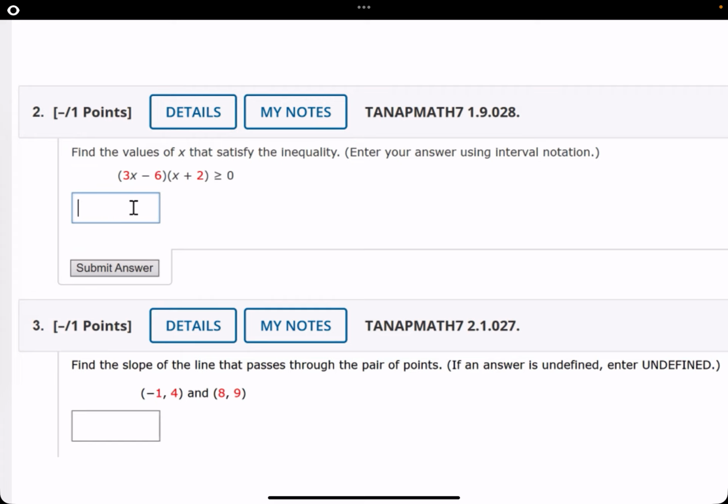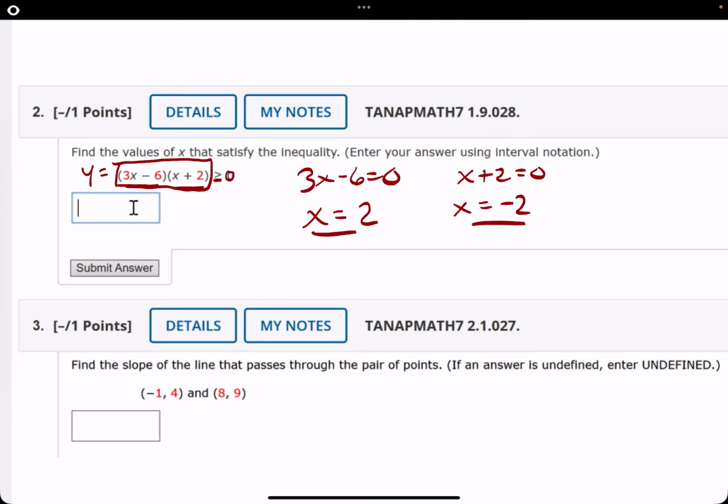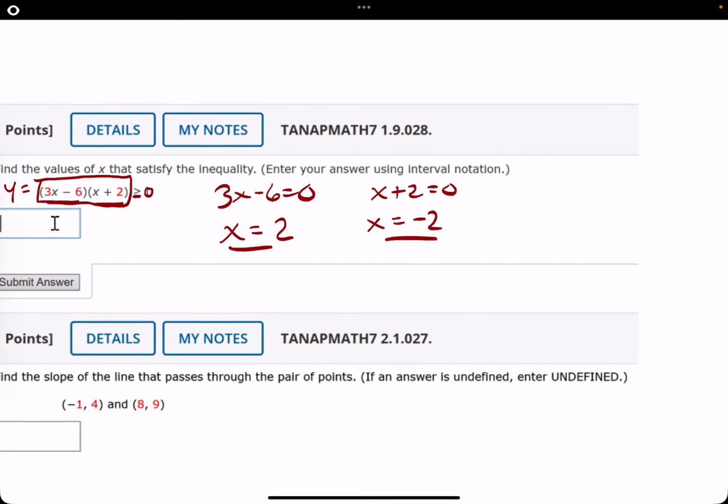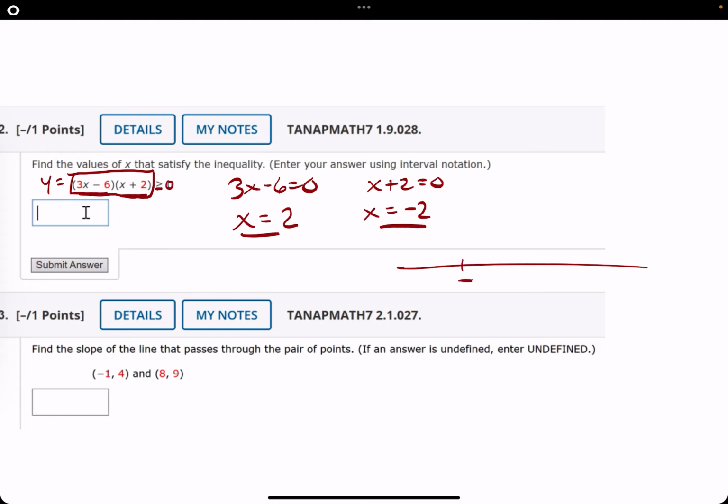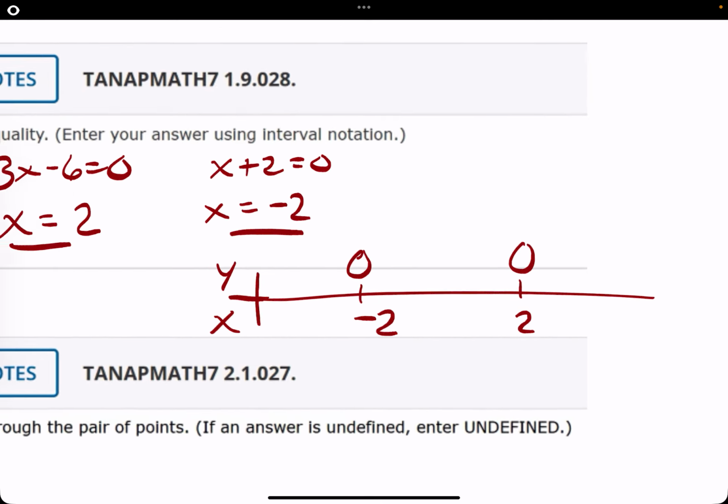Find the values of x that satisfy the inequality. So the first thing would be finding the x values that make these factors equal to 0. So we set each of them equal to 0 and solve for x. We add 6, divide by 3, we get x equals 6 over 3, which is 2. For x plus 2 equals 0, we subtract 2 and get negative 2. So this expression, which I will call y, is equal to 0 at 2 and negative 2. Now we need to test values in between 2 and negative 2, to the left and right of 2 and negative 2. So we know that y, or the expression, is 0 when x is negative 2 or 2.